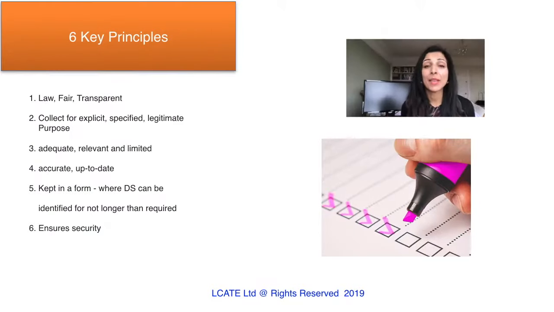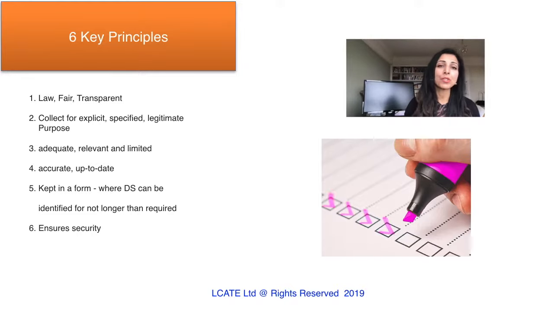Now let's have a look at the key principles. When you're processing personal data, you need to tick the 6 key principles. The first being that you process the personal data lawfully. It has to be transparent and fair. The second one, that you have to make sure when you collect the personal data, you're doing it for a specified, specific, explicit reason. The third one, there is adequate, relevant and limited. The fourth is accurate and up to date.